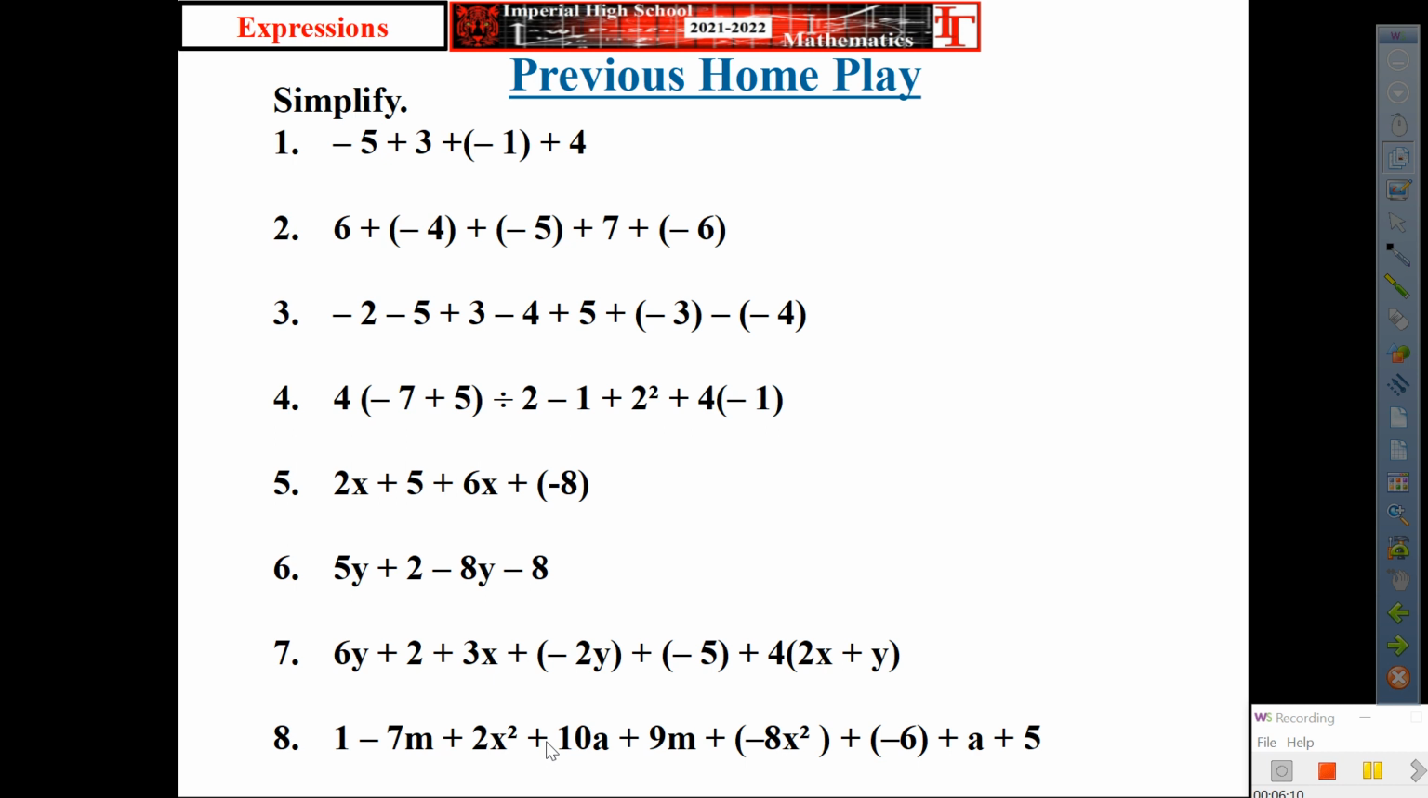But for today, for the sake of time, I want you to turn to your neighbor and check number 2 and number 5. Make sure that they got the correct answer for at least those 2. 2 and 5. All right.